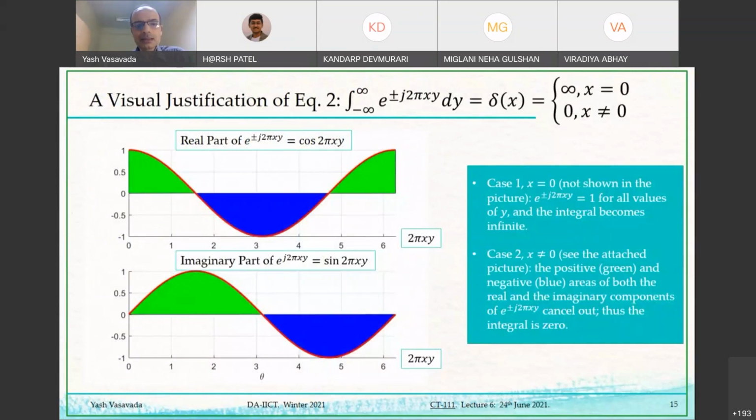And the last thing is equation 2, remember it was this equation. This is the property, or the definition, of the Dirac delta function. Why does this have to be true? Well, if I take the real part of this complex exponential, it is nothing but cosine. The imaginary part is nothing but the sine. And if I integrate them, you see blue is negative, green is positive, they are equal in area, and so they cancel out.